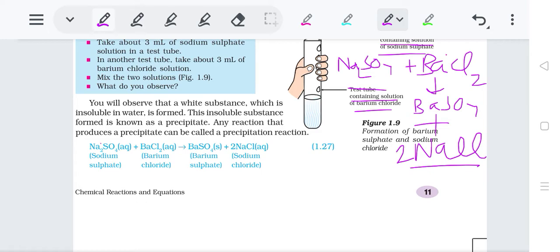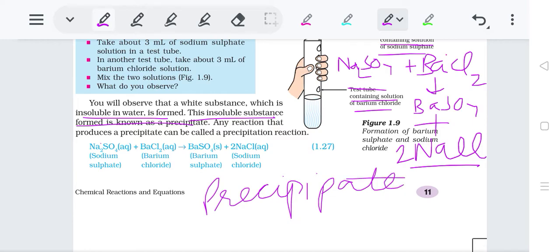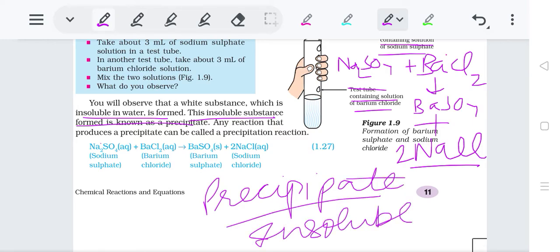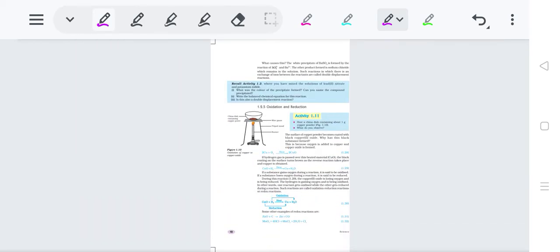So you will observe that an insoluble substance in water is formed. The insoluble substance formed is a precipitate. It is nothing but an insoluble substance in water, which will be collected, and these are also called precipitation reactions because of the formation of a precipitate in them.